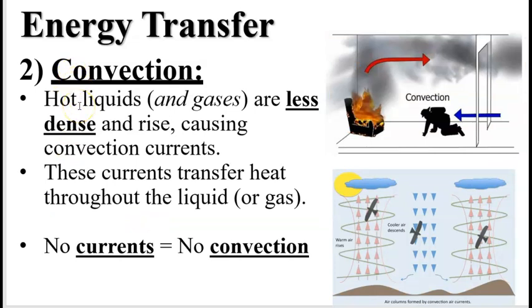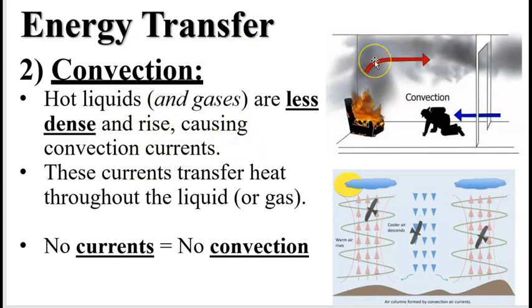So for convection, we need a current. Without a current, convection will not occur. Hot liquids and gases are less dense and rise. This causes convection currents. These currents transfer heat throughout the liquid or gas.